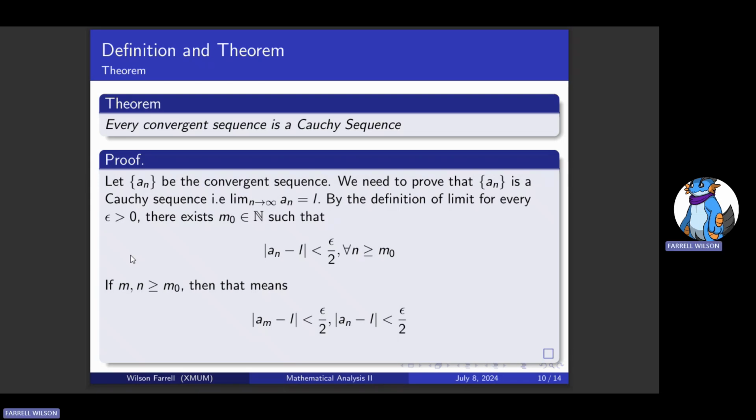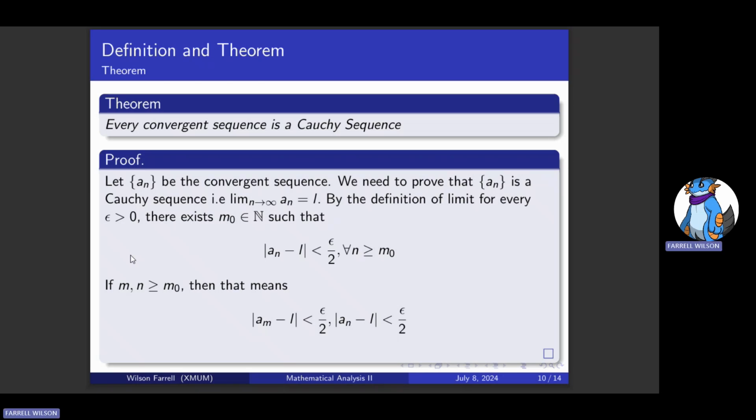Here is the theorem for the Cauchy sequence. The theorem states that every convergent sequence is a Cauchy sequence. In order to prove this, we need to let the an be a convergent sequence, and we need to prove that the an is a Cauchy sequence, with the limit as n goes to infinity of an equals l.